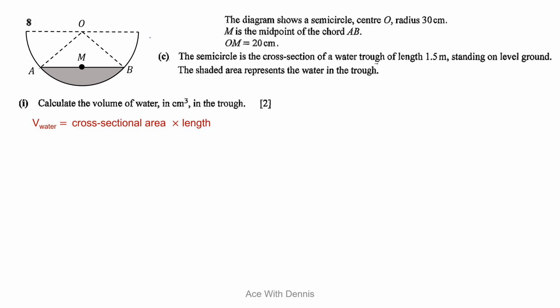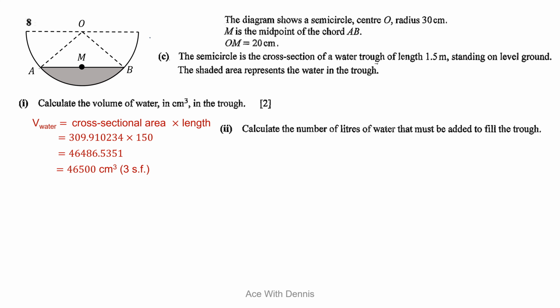with the length. So we have already calculated the cross-sectional area, which is 309.910234. Then multiply with the length, given is 1.5 meters. But we need to find the volume in centimeters cubed. So we have to convert 1.5 meters to centimeters, which is 150 centimeters. Then we multiply these two numbers together. We will get this number, 46,486.5351, or 3SF, 46,500 centimeters cube.